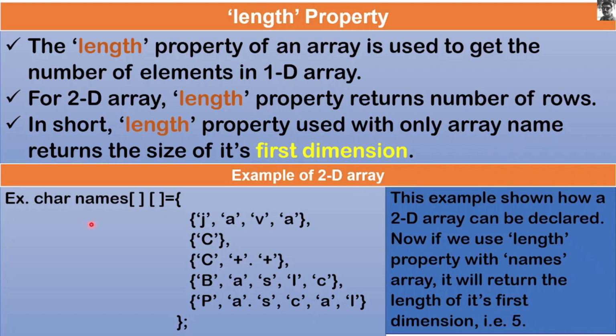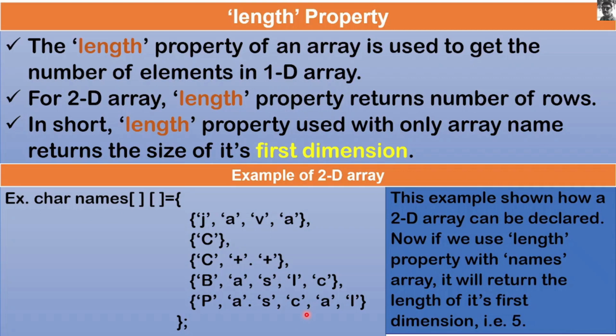So if you use length with this names array, it will return 5. The example shows how a 2D array can be declared. Now if we use the length property with names, where names is the name of the array, it will return the length of its first dimension, and that is 5. 5 rows are there: first, second, third, fourth and fifth. So that is how the value of the length property is determined.